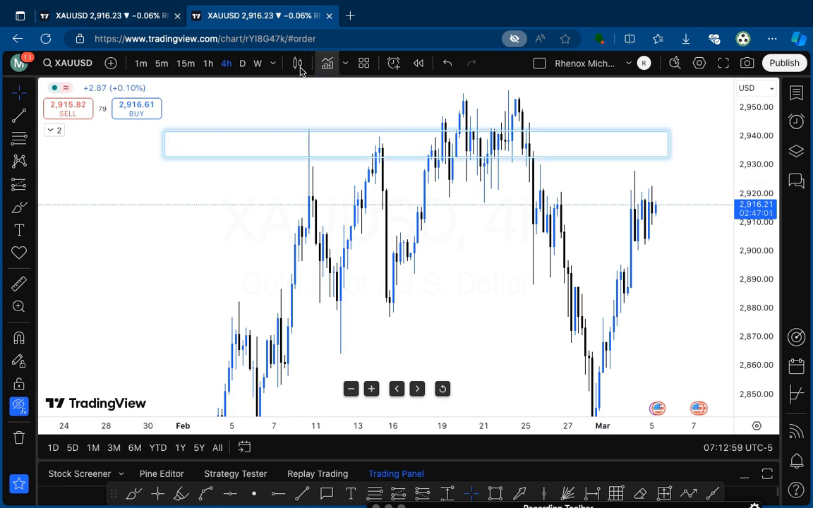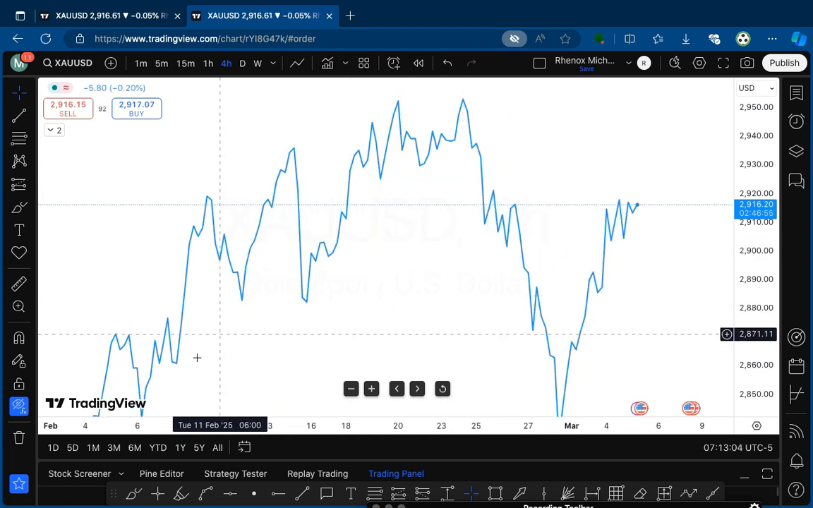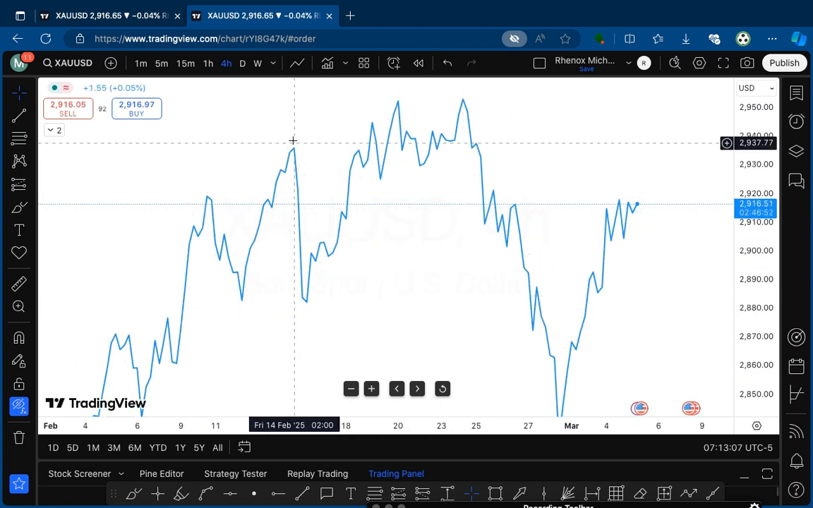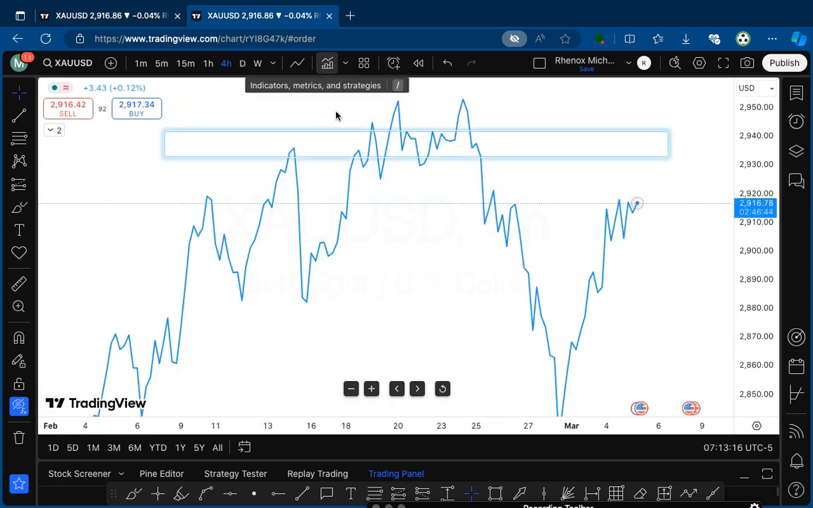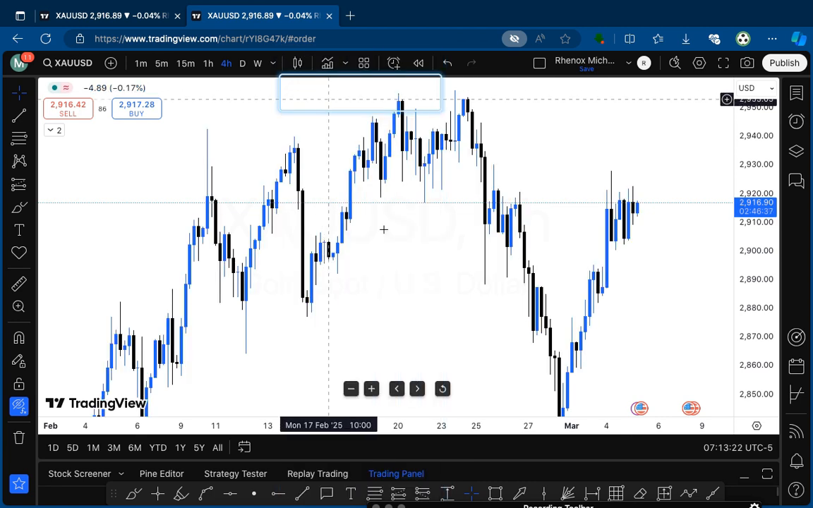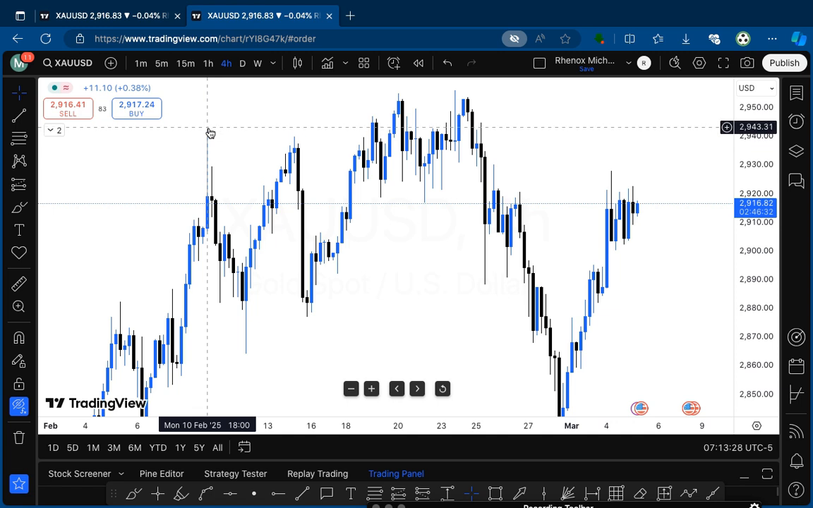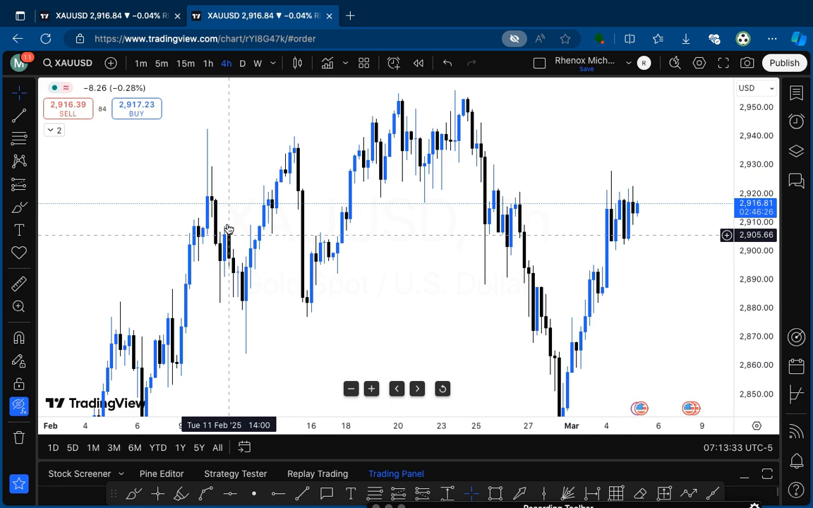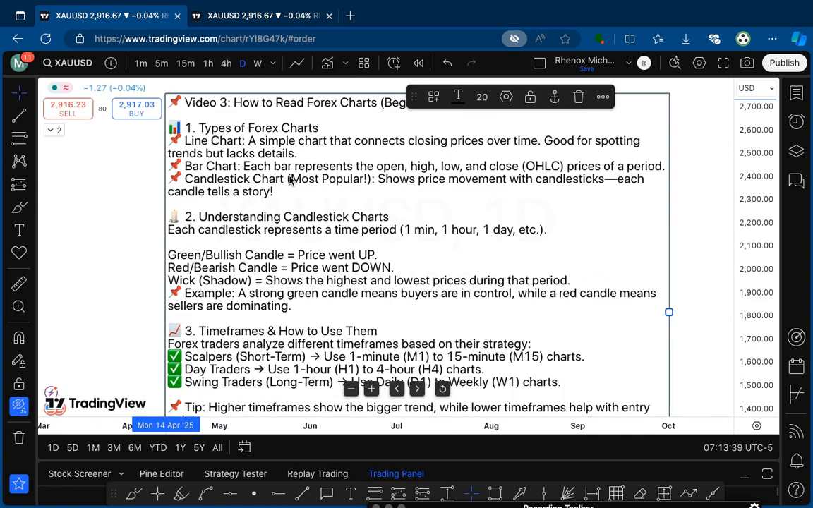Okay. Now the line chart, you can see it's showing us the price movements, but there isn't much detail, like the candlestick. There isn't much explanation like the candlestick chart. Let's go back to the candles. So you see that the candlesticks tell more stories. See, price went all the way high here, came back down, went a little, came back down. There's more explanation to this than the line charts. So that's why it says it lacks details.